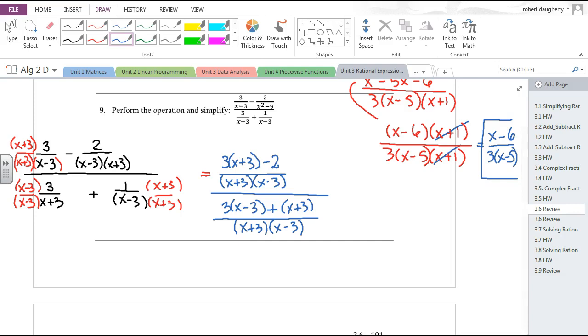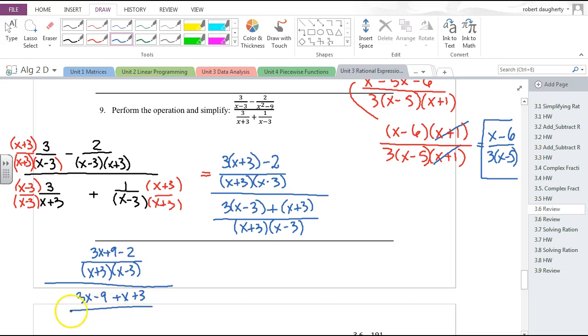So in both cases, I'm going to get 3x plus 9 minus 2 over x plus 3 times x minus 3. All of that is divided by 3x minus 9 plus x plus 3 over x plus 3 times x minus 3. Okay, so dividing by the fraction is the same as multiplying by the reciprocal.